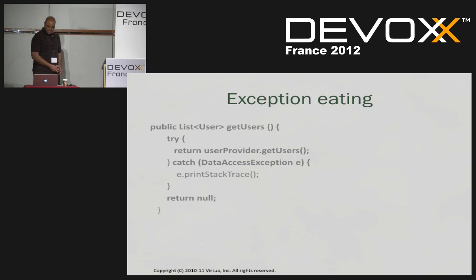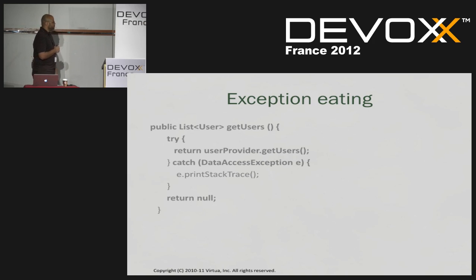So does anyone see anything wrong with this one? Yes. The user won't get any feedback if there is a problem getting users. So he says the user won't get any feedback while there's a problem getting users, and that pretty much is the problem. This is what I call the exception eating anti-pattern. This is probably my number 1, number 2 pet peeve. So he's right. The user won't have any idea.